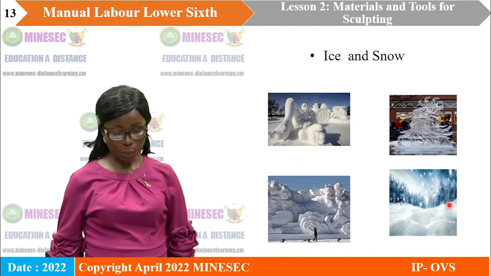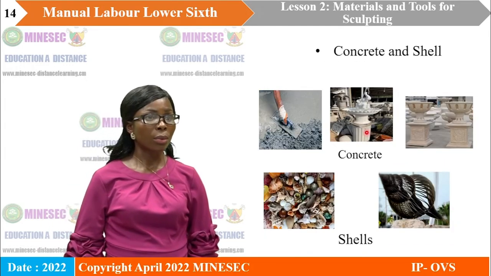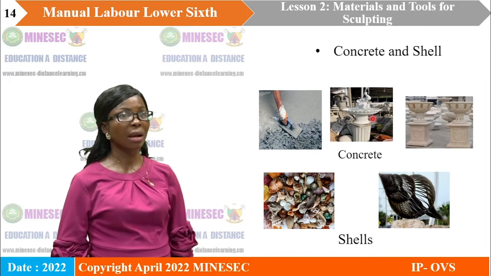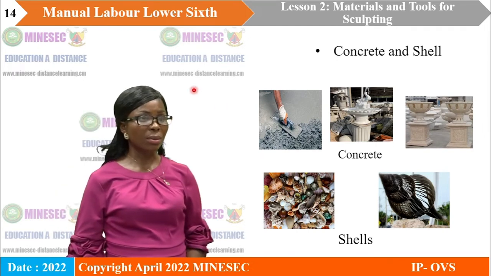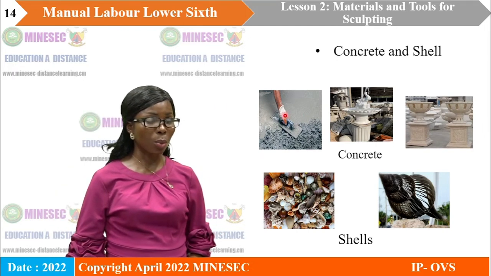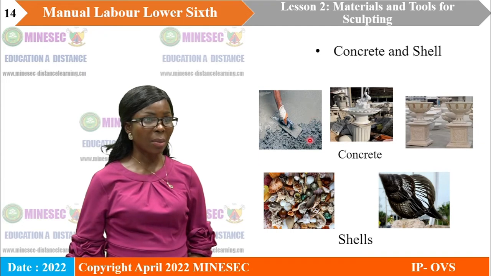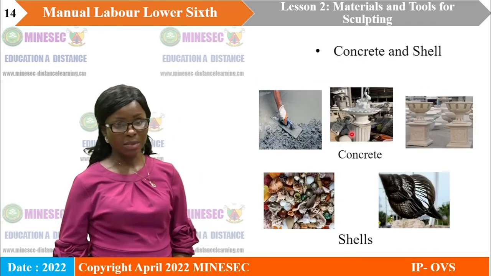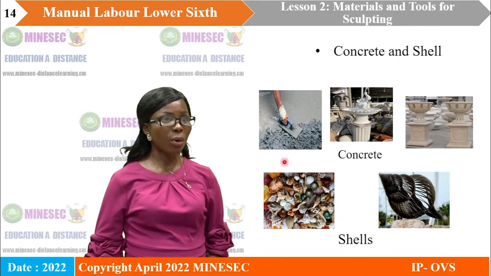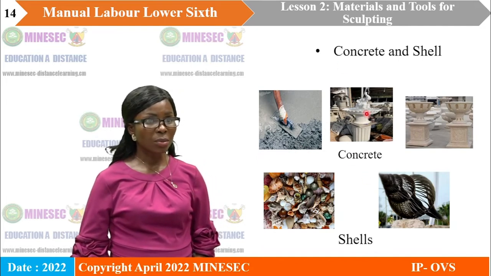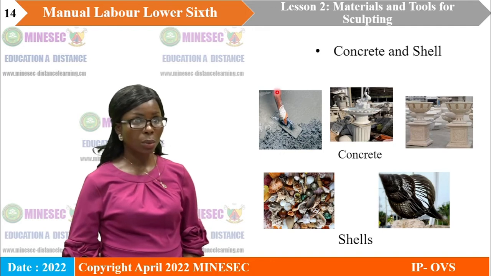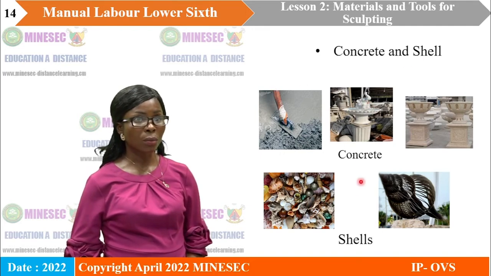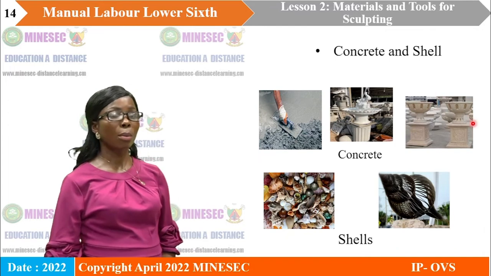We continue again with materials used in sculpting. This is another material, we call it concrete and shells. These are concrete and shells. If you see, this is a concrete material. This is mortar, mortar and sand, cement that have been used to make the materials that we all see there. This concrete has been used to make this structure that we see here. This is a structure that some of us will know at the roadside. It's used in collecting water. It's a decorative structure. And even this one is also made from concrete.